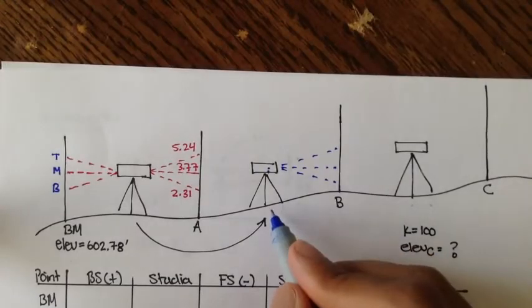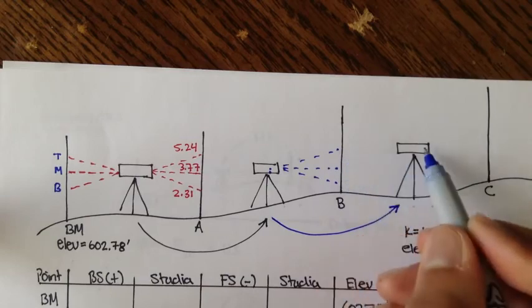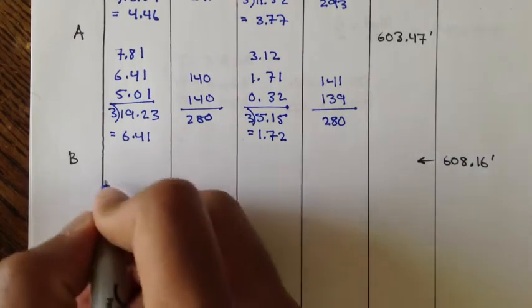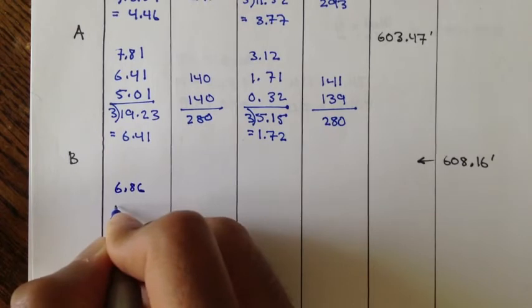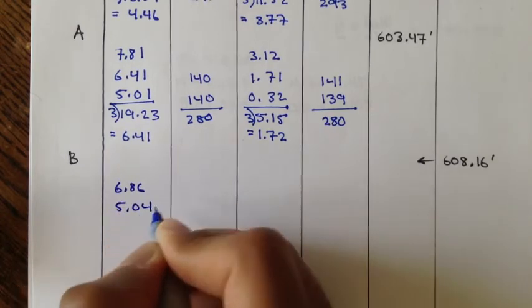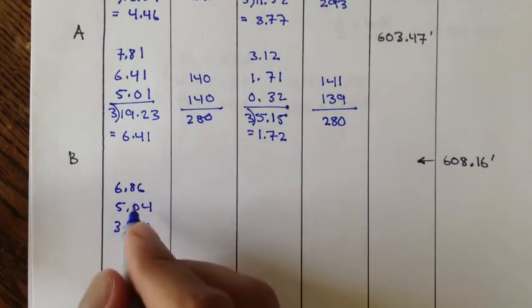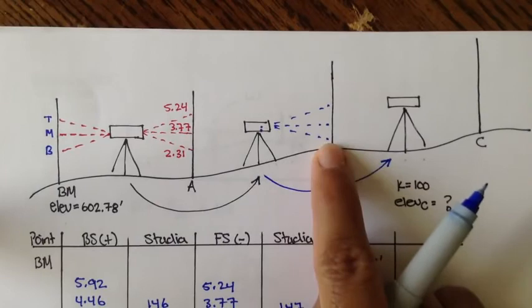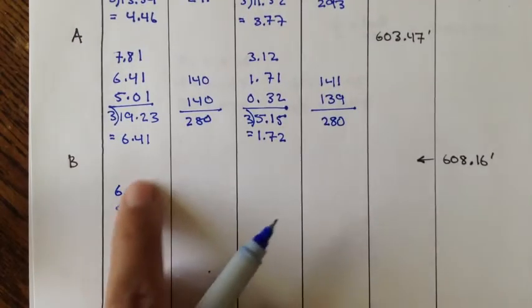Now, let's do this process one more time. So you take the instrument from here, you move it here, you take the backsight, and you take the foresight. And the backsight readings, your top, middle, and bottom, you get 6.86, 5.04, 3.20. Remember, this is for the backsight. So you're at this point and you're backsighting to B, and you read the top, middle, and bottom. And you get these numbers.